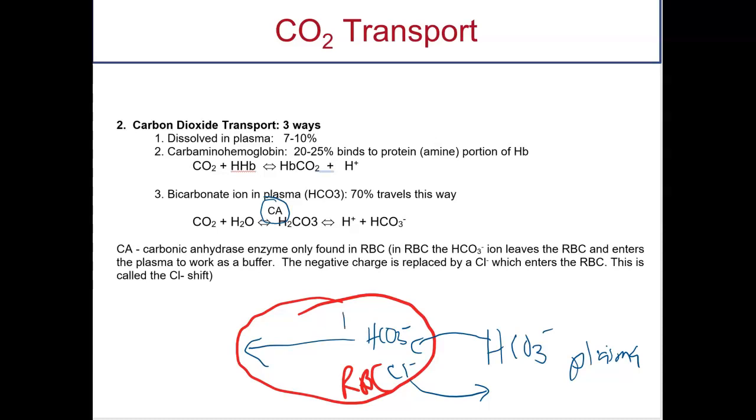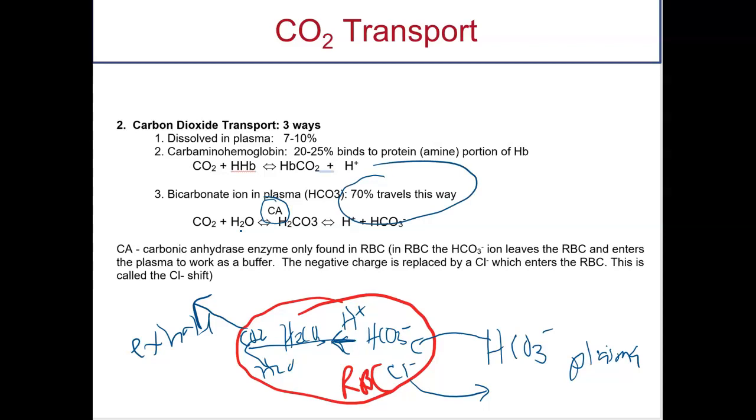But once it gets in, notice it combines with hydrogen. And then you form what's called H2CO3, which is known as carbonic acid. You've seen this equation. I know you had it in 119 for sure. And then carbonic acid is going to break down because of the enzyme, carbonic anhydrase, into CO2 and water. And so the CO2 is going to leave so you can exhale it. So most of it travels this way.